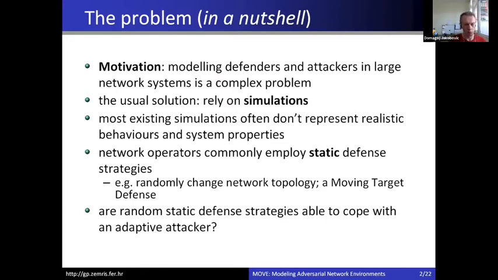However, what is mostly done today is that network operators commonly employ static defense strategies. A notable example is moving target defense, where the defender just introduces random changes into the network topology in the hope of delaying or preventing an attacker from gaining control of nodes in the network. So we are asking, are random static defense strategies actually a good answer, and are they able to cope with an adaptive attacker, the one that could possibly learn?